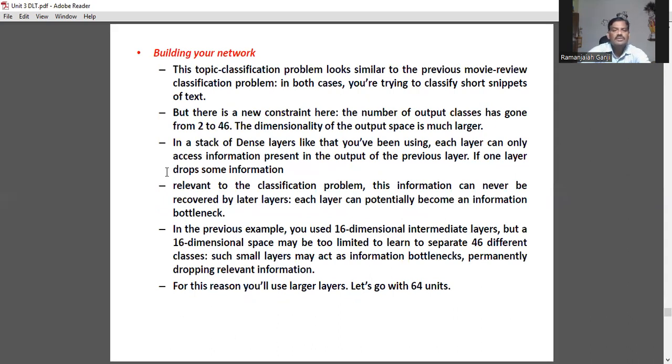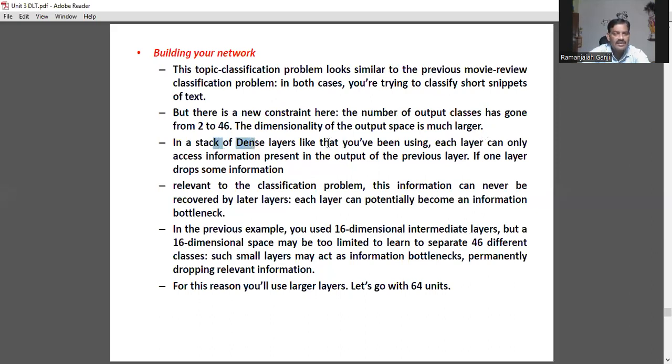So, building your network. In the movie reviews, we created the same thing, and the same thing is applied, but in the case of movie reviews it is a binary classification. In the case of this newswire, we have multi-class classification. There is a new constraint: the number of output classes has gone from 2 to 46. The dimensionality of the output space is also much larger.